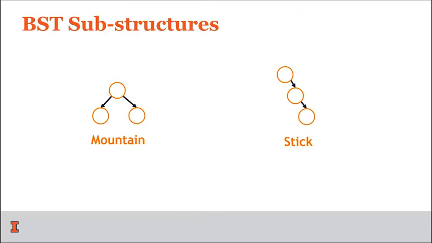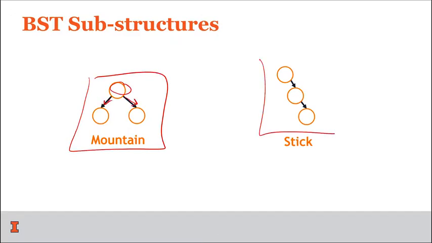There's two substructures that we're going to identify in a graph. We're going to identify a substructure that we're going to call a mountain, which is a node that has both a left and a right child, and a substructure called a stick, which is going to be a node that has two children in the same direction and no children in the other direction.